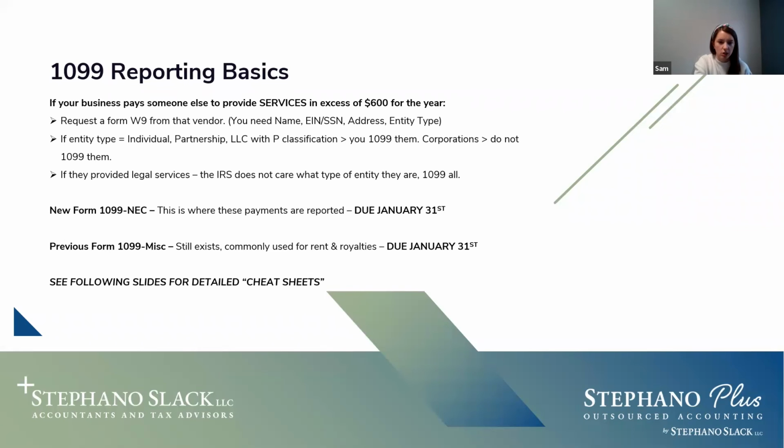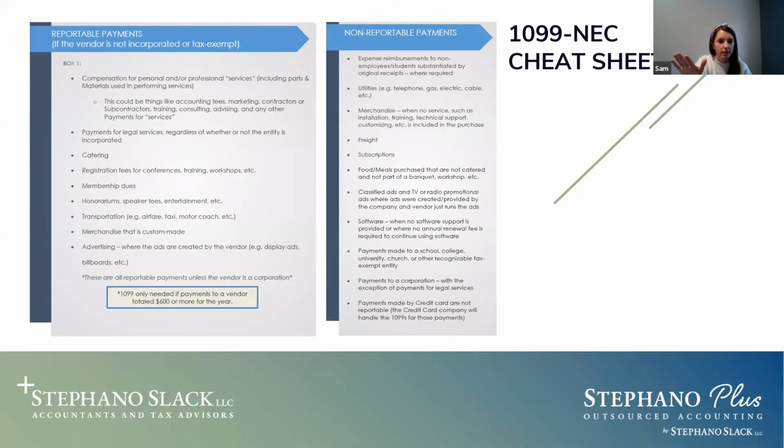We have cheat sheets in here for more detail to really show you, okay, is this advertising? That's a good one that trips people up. That is something that gets reported. And this also shows things that you do not need to report. So it's a lot more detailed than people realize. They think, if I have Jamie doing some work for me, that's obvious, I'll 1099 her. But if you would pay my firm for something, you would have to 1099 our firm because we're performing a service to you, even though we're a company.